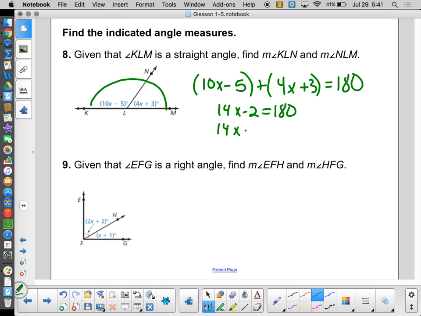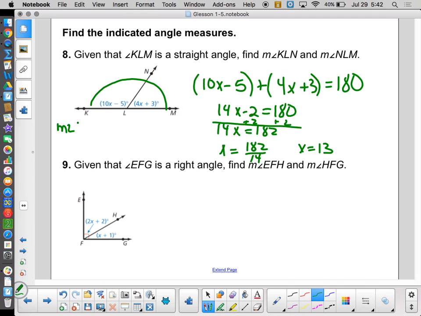So 14x is 182. We add 2 to each side. So x equals 182 divided by 14. And again, I've got to get my calculator out for that just to be sure. 13. And once again, that's not my final answer. We need to find the measures of the angles.